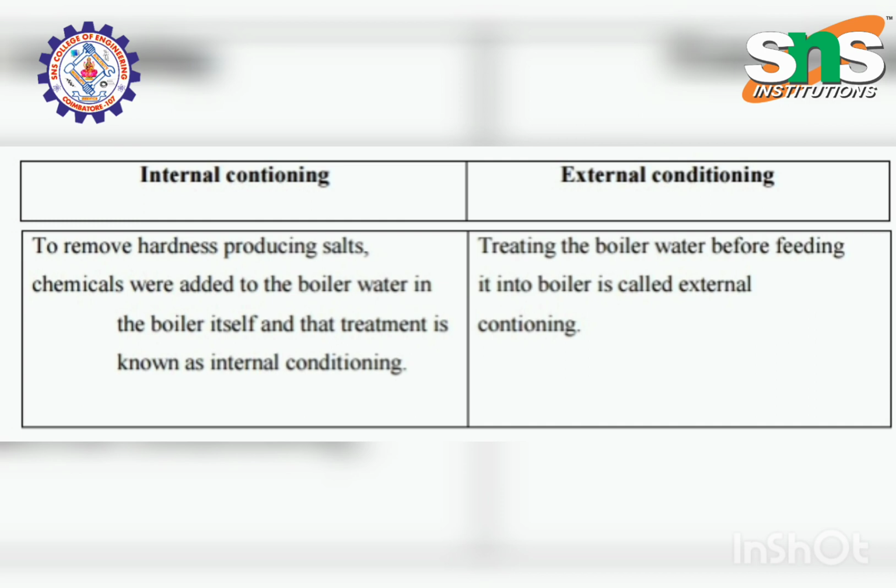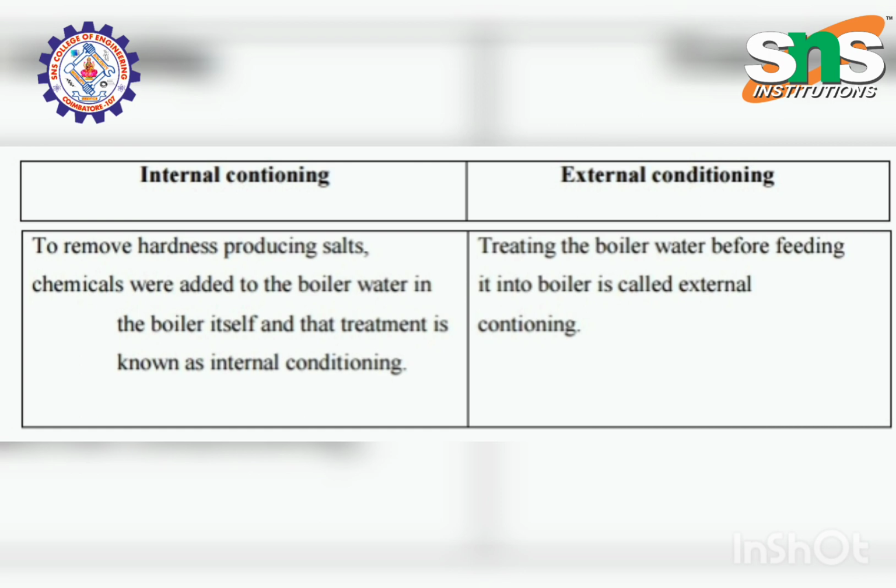First we are going to study external conditioning. It involves removal of hardness producing salts from the water before feeding into the boiler. The external treatment can be done by the demineralization or ion exchange process. The demineralization is also called the ion exchange process. In this process, all the ions, that is both anions and cations present in the hot water, can be removed.